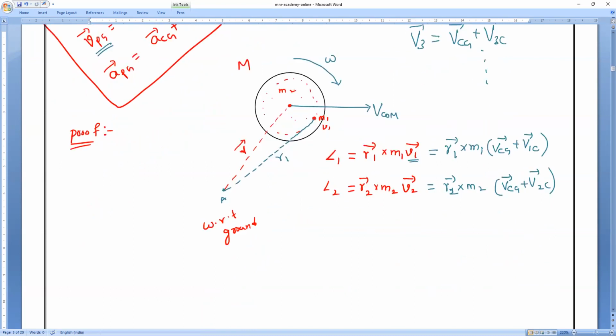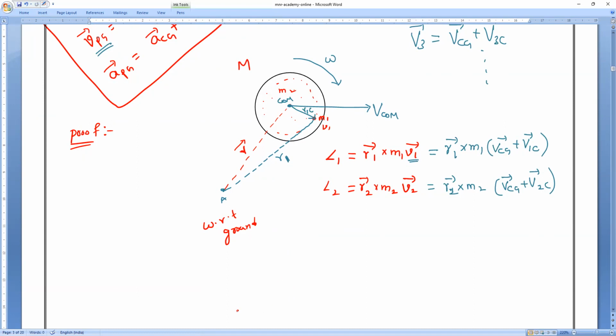All of you observe. With respect to this point, this is R1. Then with respect to this is the vector. This is R1 with respect to ground. And this is R1 with respect to what? Center of mass. Understanding? Now, observe very carefully, brothers.